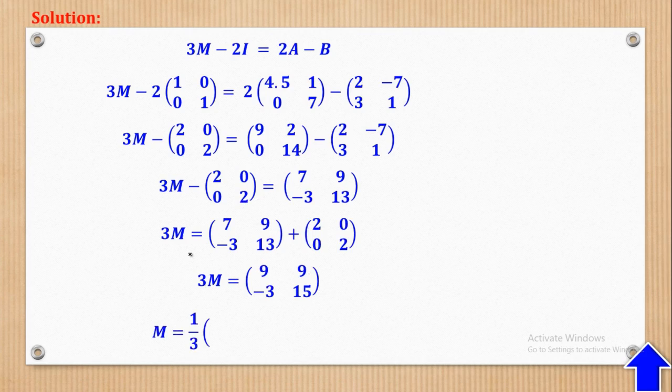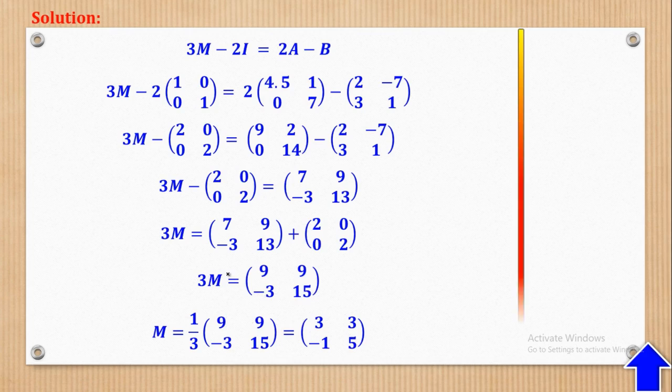Now next is to divide by 3. So take this 3 on this side, it will be divided by 3. So a third times 9 gives you 3, a third times 9 is 3, a third times negative 3 is negative 1, and a third times 15 is 5. So basically that's what they wanted, and now let's see how the marks can be awarded.